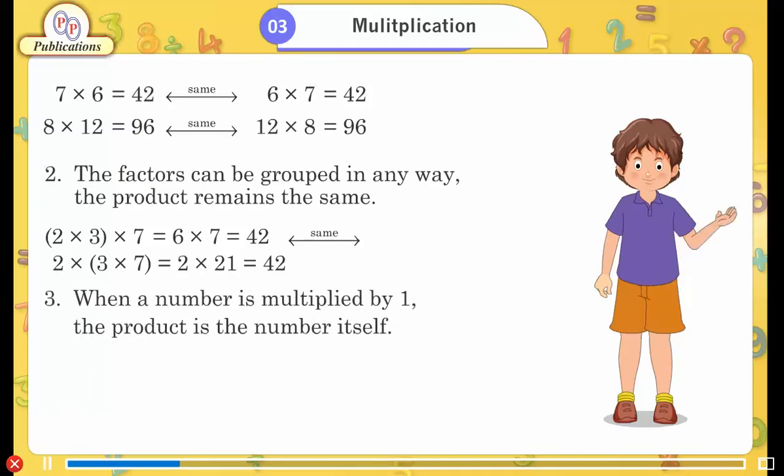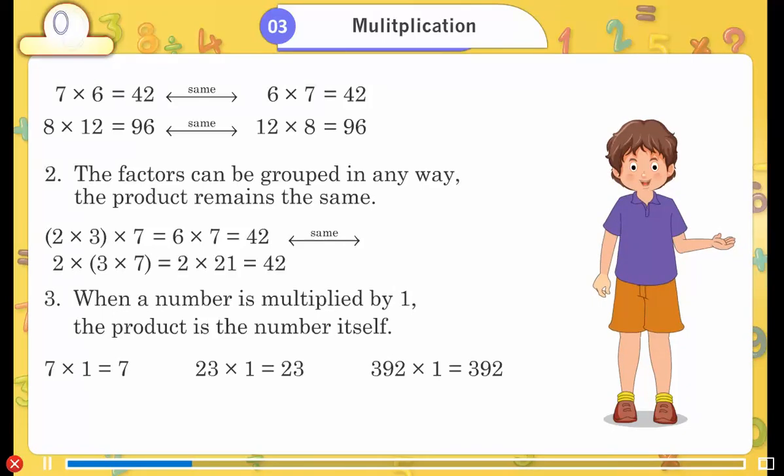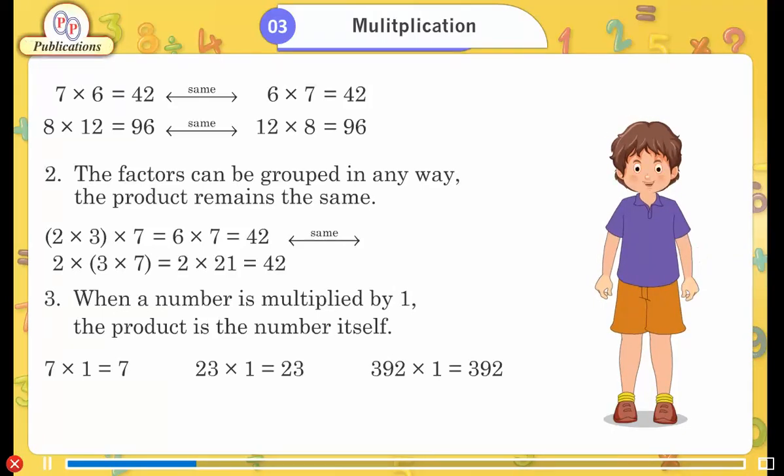3. When a number is multiplied by 1, the product is the number itself. 7 × 1 = 7. 23 × 1 = 23. 392 × 1 = 392.